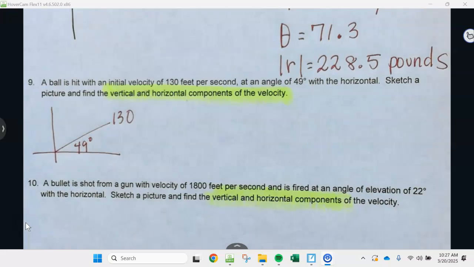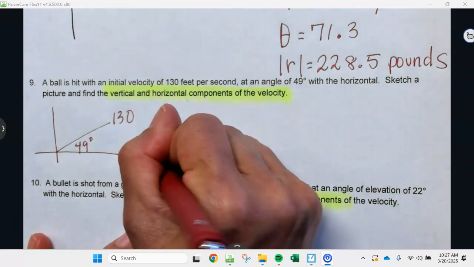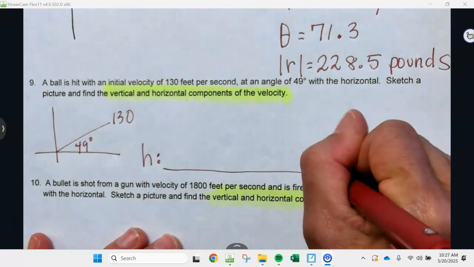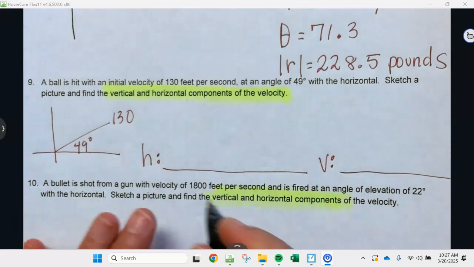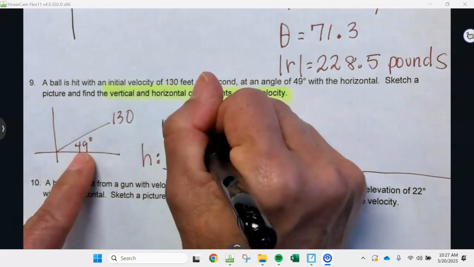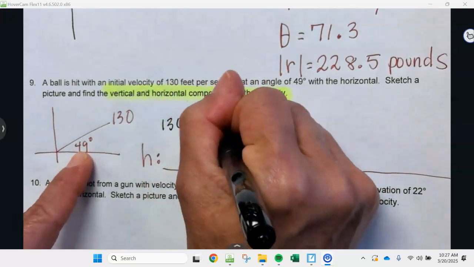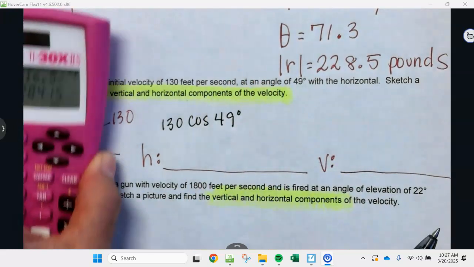Is 49 degrees on the unit circle? It's not, y'all. This is how easy this is. Draw a blank for your horizontal component and draw a blank for your vertical component. On the calculator, literally, you are going to take the magnitude and type cosine 49 degrees, and then you're going to round to the nearest tenth, and that's going to be the answer. That's all we have to do.